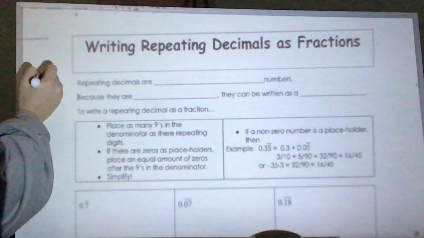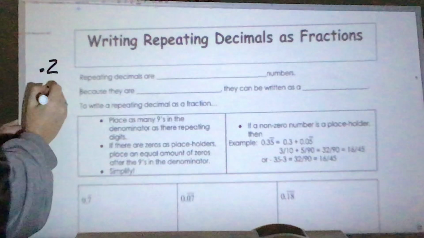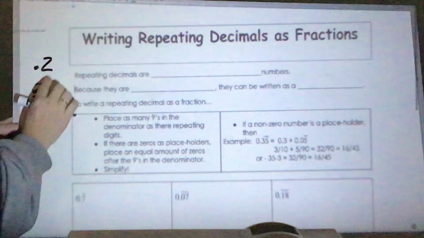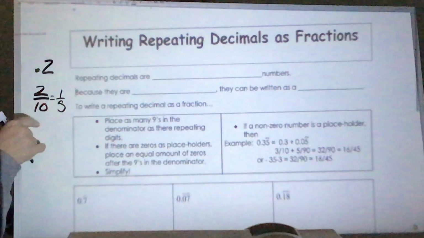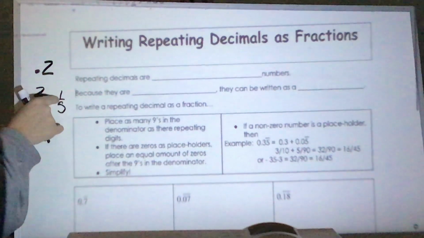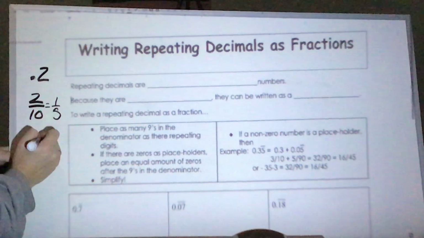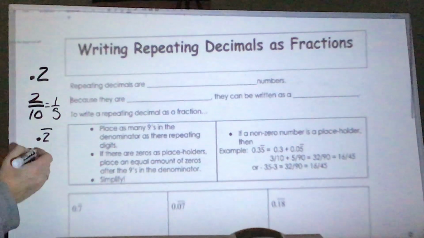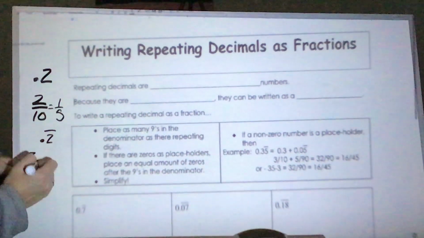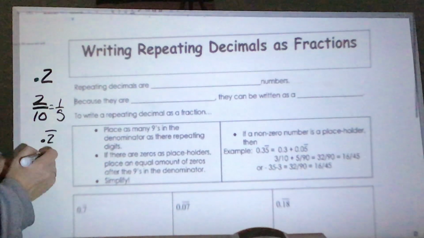If we were to ask you to write 0.2 as a fraction, you would say 2/10 because the 2 is in the tenths place, and then you would reduce it to 1/5. On a calculator, if you did 1 divided by 5, you would get 0.2 as your answer. But if we want you to write 0.2 repeated as a fraction, and you said 2/10, that wouldn't work because you wouldn't get 0.2 repeated, you would just get 0.2.